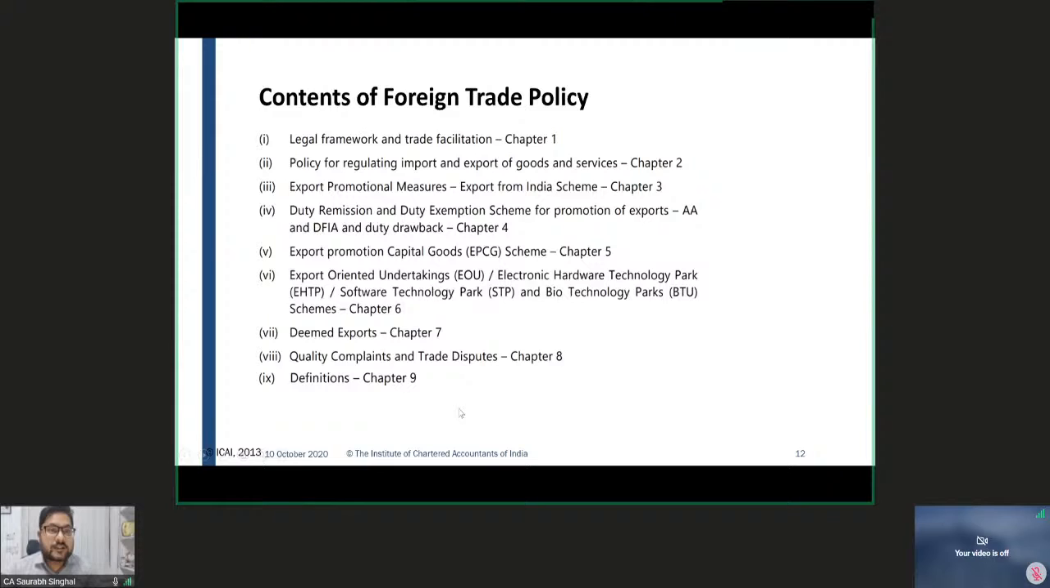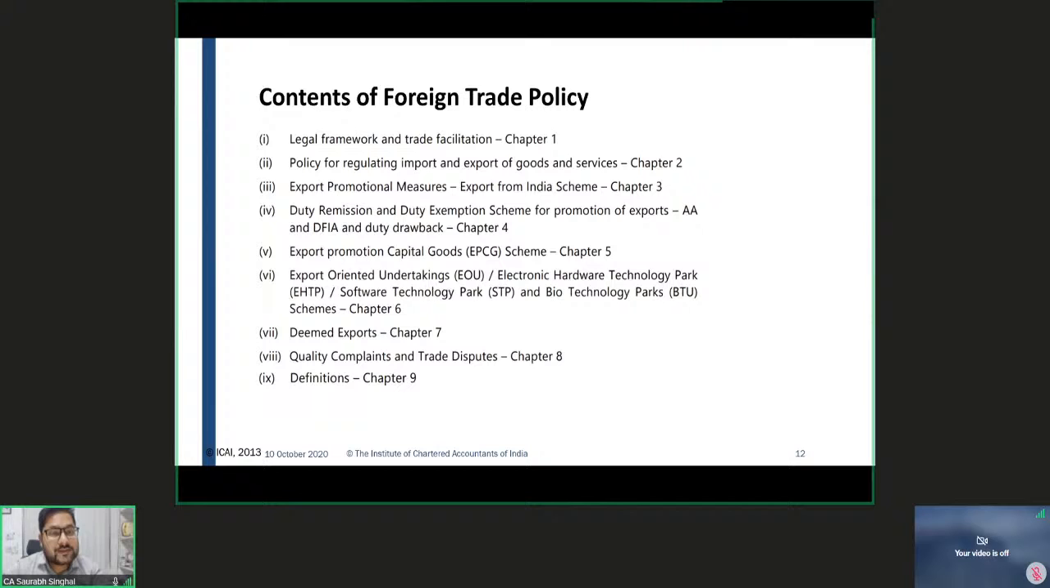Then chapter 5 is specifically for import of capital goods. This chapter contains provisions for a scheme called Export Promotion Capital Goods Scheme, EPCG. This is for duty-free import of capital goods for certain specified purposes.